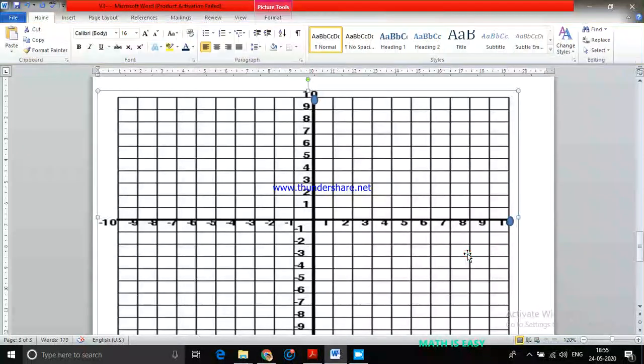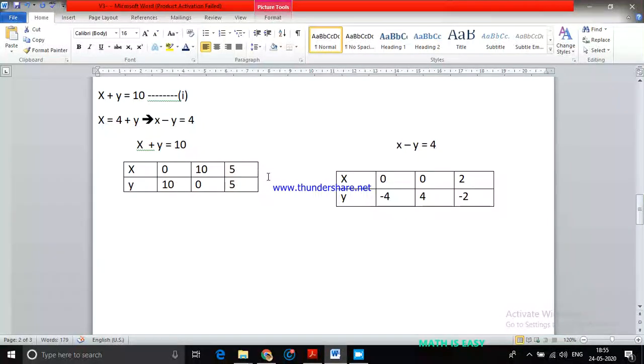Okay, so I got the second point here. And what is my next point? It is 5, comma 5. Third point is 5, comma 5.